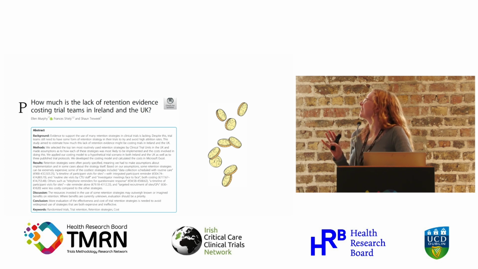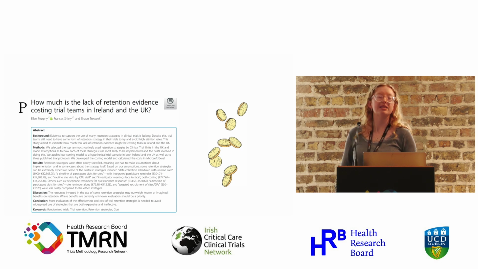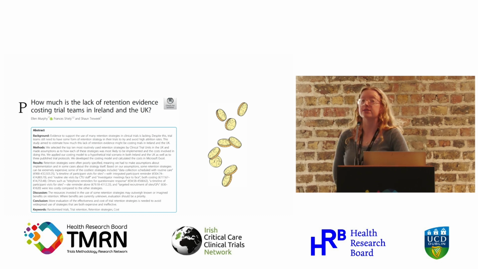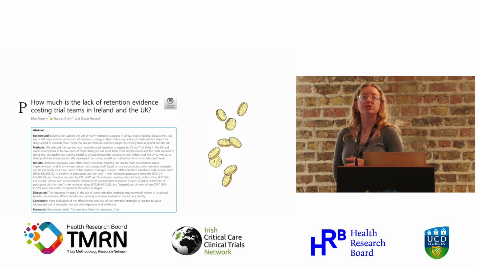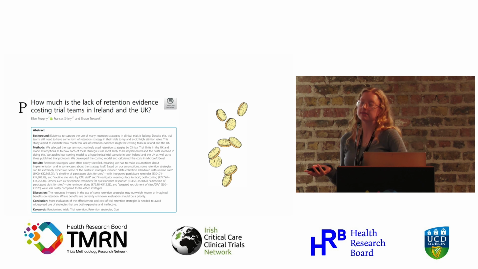So the first piece of work that we conducted was what I loosely call a costing piece. So basically with this piece of work, what we aimed to do was to estimate the cost of retention strategies and then compare these costs to the evidence of effectiveness. So from existing literature, we were able to identify the top 10 most routinely used retention strategies within the UK. We then made assumptions as to how each of these is most likely to be implemented and the costs involved in doing so. And we applied these assumptions then to a number of different trials to generate estimated costs.